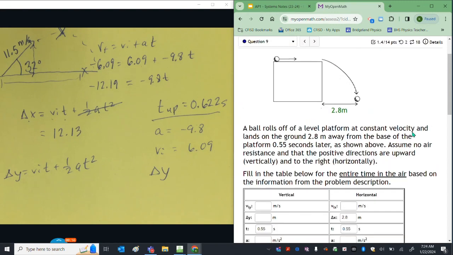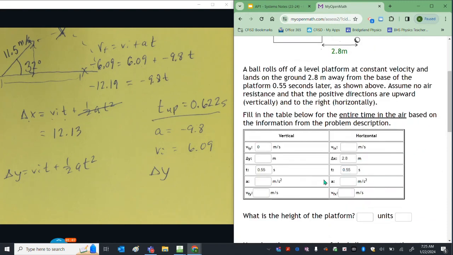I know that this is a situation where the ball is rolling off of a level platform that makes it a horizontal launch. So I know that the initial vertical velocity will be 0 because that's the case for every horizontal launch. I know that my vertical acceleration will be due to gravity, negative 9.8 meters per second squared, and that horizontally I don't have any acceleration. I don't know the height of the platform, so I can't fill that in. I don't know the final velocity vertically. I don't know the velocity horizontally. So this is all I know so far. The rest has to be solved for.